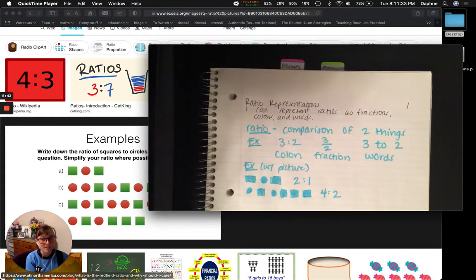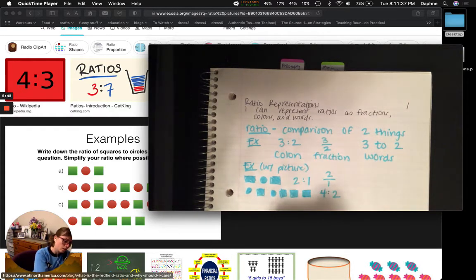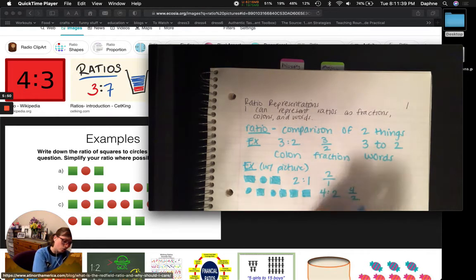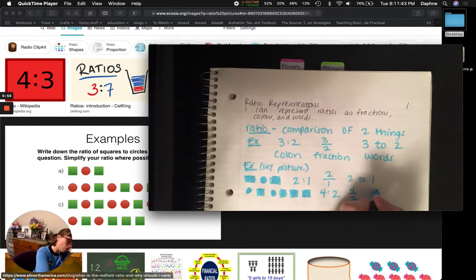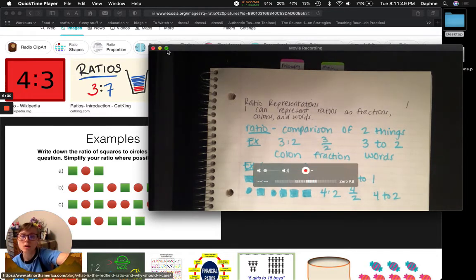Did you pause the video? All right, so this will be 2 to 1, 4 to 2, and then in words, 2 to 1, and 4 to 2. So you just did ratios 3 different ways. And we're going to keep on trucking.